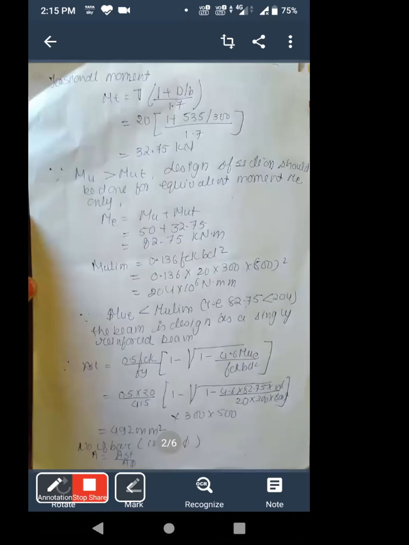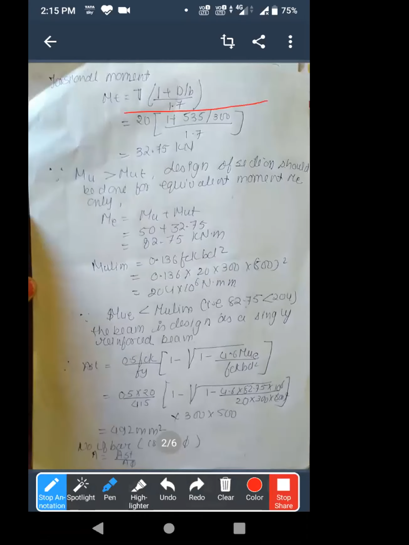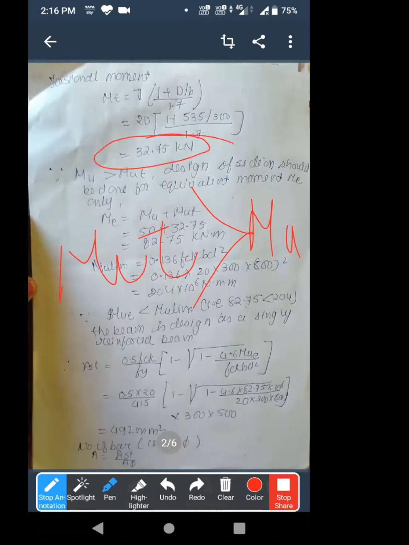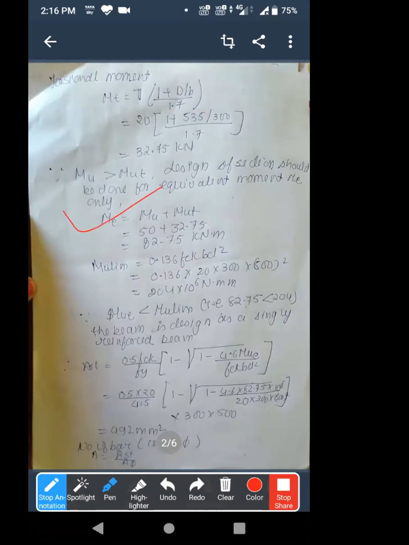What is the value you are getting for the torsional moment? It is 32.75. It means your ultimate moment is greater than MuT. Therefore, you have to go with your equivalent moment; you have to calculate the equivalent moment. If it is vice versa, meaning if MuT is greater than Mu, then you have to move with the torsional moment only. But the case is not that. Therefore, you have to calculate the equivalent moment.